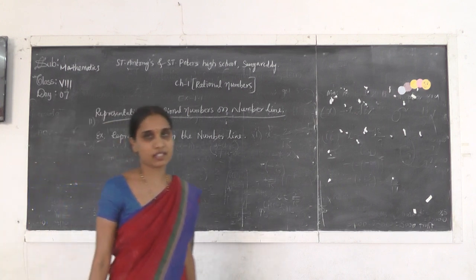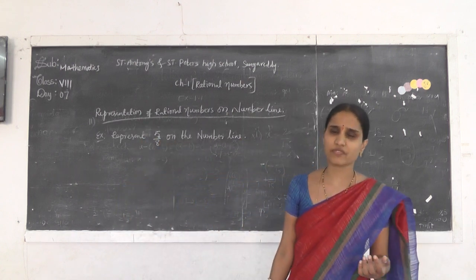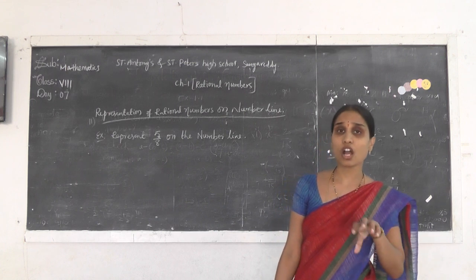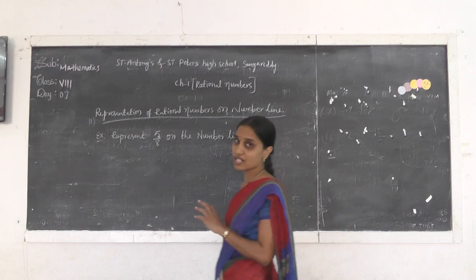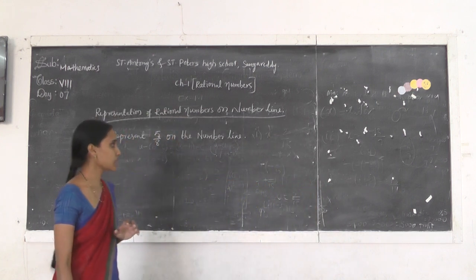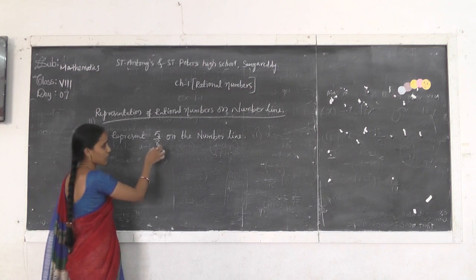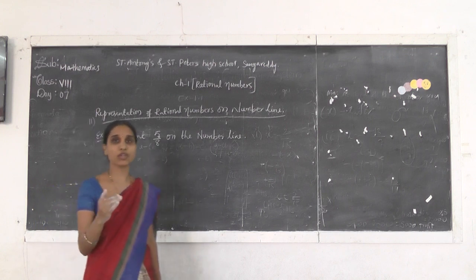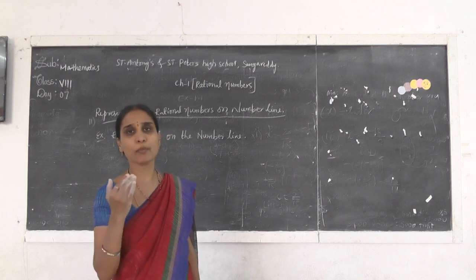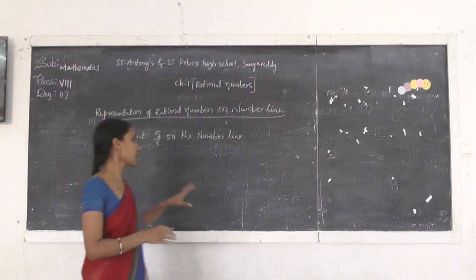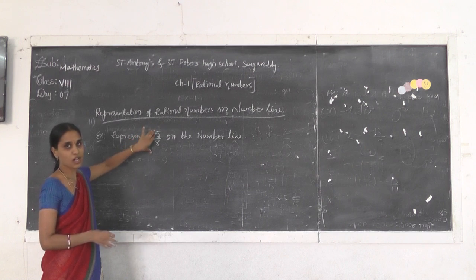How to represent it? In the 6th and 7th class, you already learned how to represent fractions on the number line. Now I am going to explain how to represent rational numbers on the number line. See here, the denominator shows how many parts we have to divide into. Next, the numerator shows how many parts we have to select. Now if you observe, this 5 by 8 is a proper fraction.